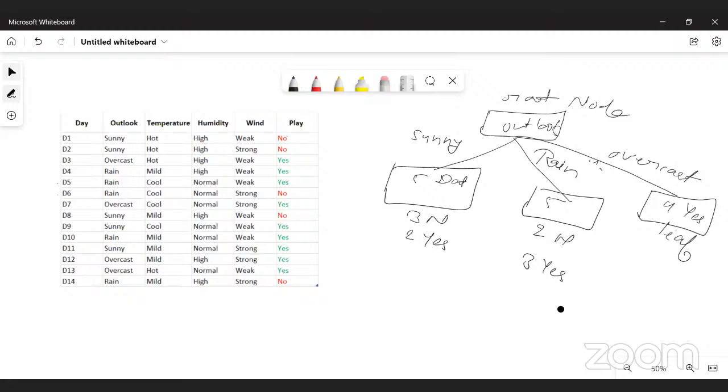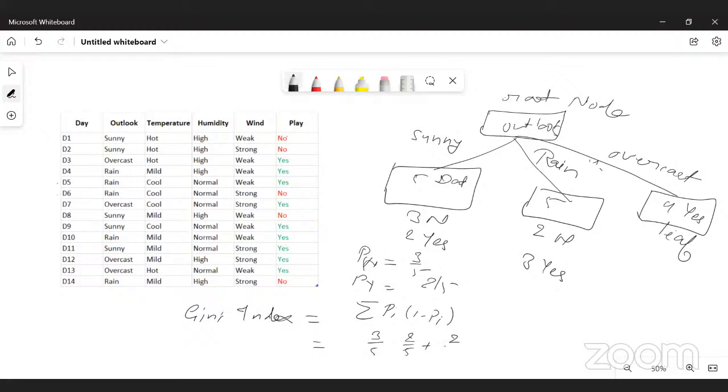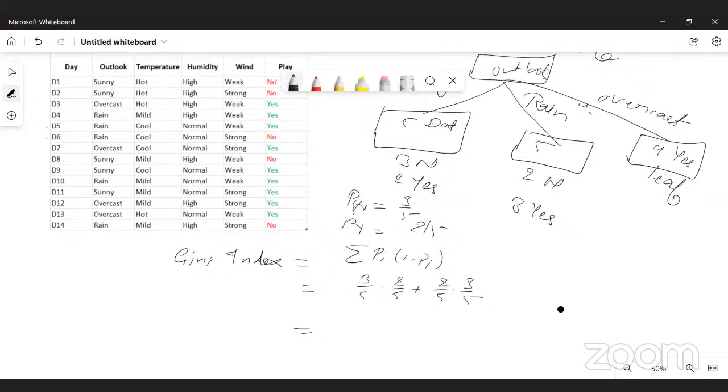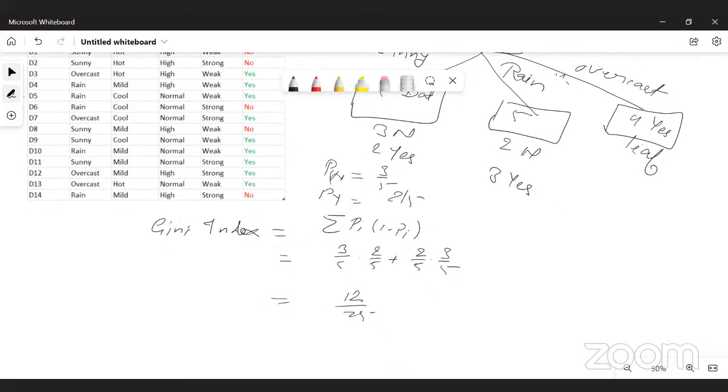we need to find the Gini index for this node. So how will you find it? The Gini index is the sum over p_i times (1 minus p_i). For this particular node, what will be p of no? P of no is 3 by 5. What will be p of yes? 2 by 5. So the Gini index here is 3/5 times 2/5 plus 2/5 times 3/5, so this will be 2 times 6/25, which is 12/25. This is the Gini index of this particular node.